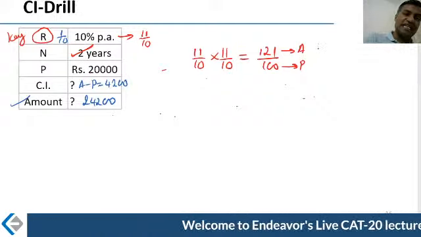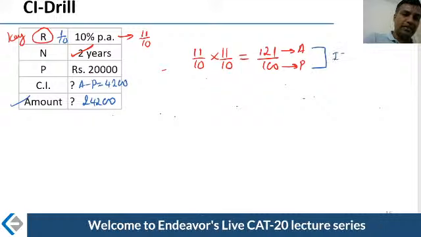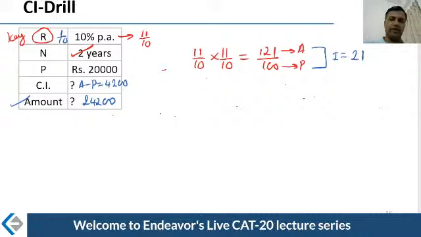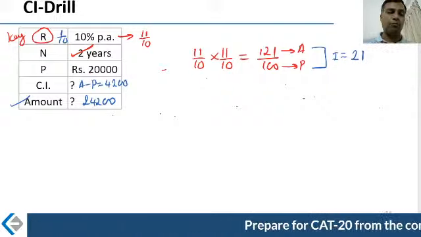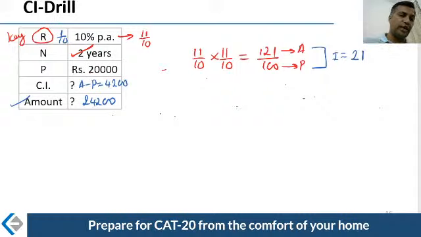Perfect. What is my interest going to be? It's compound interest, of course, so 121 minus 100. Therefore, my interest is going to be 21 rupees. Great. Now, this is what? A prototype.